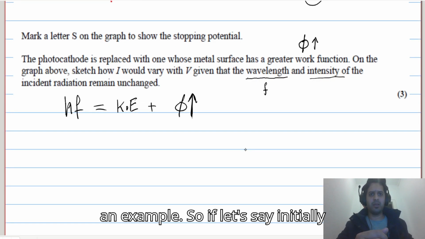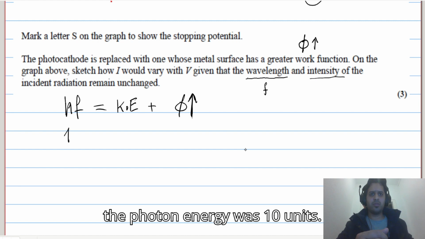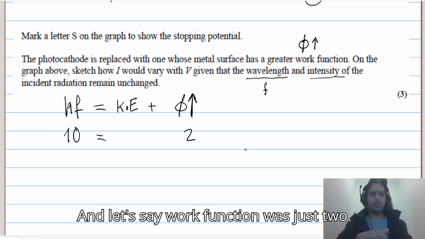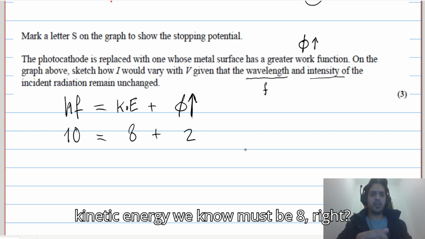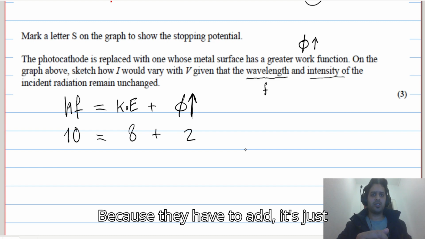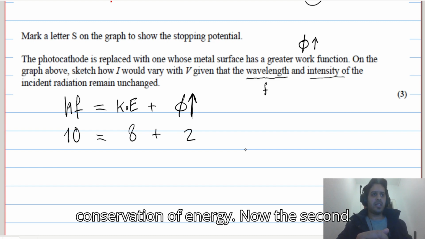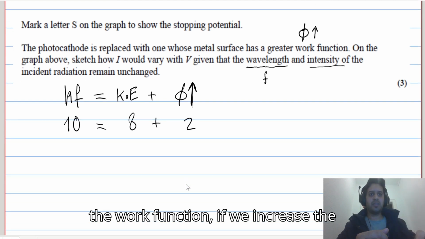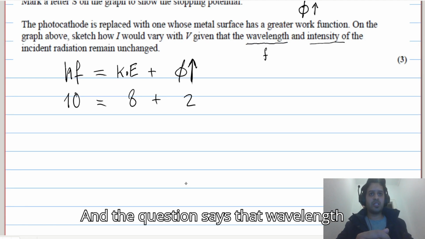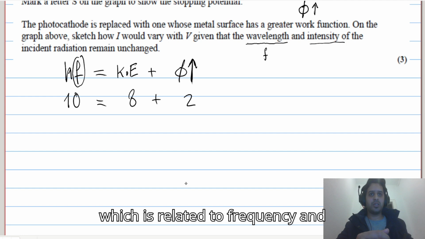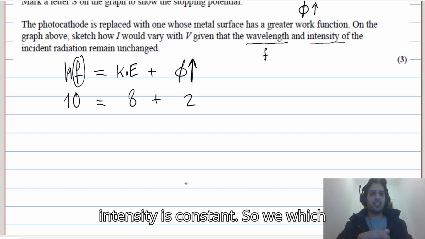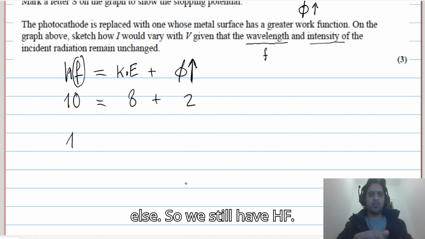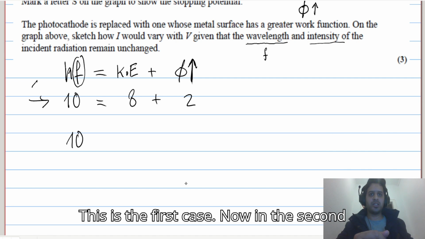Let's do an example. So if, let's say, initially the photon energy was 10 units, and let's say work function was just 2, kinetic energy we know must be 8, right? Because they have to add, it's just conservation of energy. Now the second, like the question says, if we change the work function, if we increase the work function, let's see what happens. And the question says that wavelength, which is related to frequency, and intensity is constant. So which means we don't have to change anything else. So we still have hf. This is the first case.